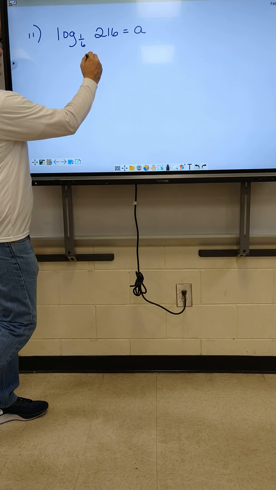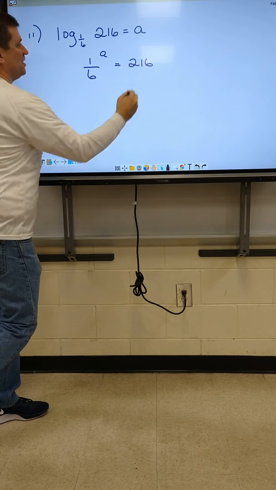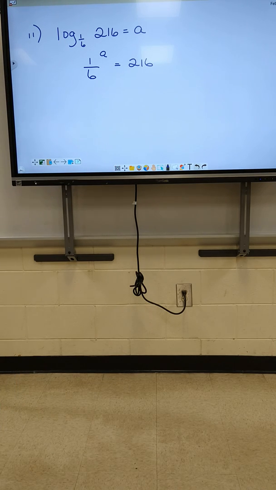So I'm gonna set 11 up. I got 1/6 to the 8 power equals 2/16. Alright, now make them the same base. I'll give you a second. You gotta make the left side and the right side have the same base. See if y'all remember how to do this.